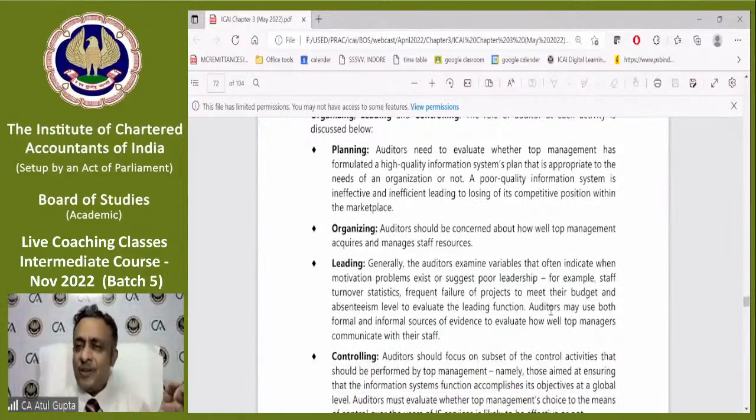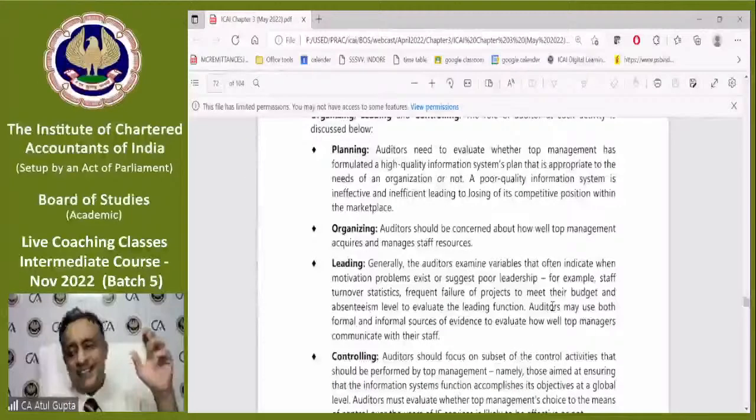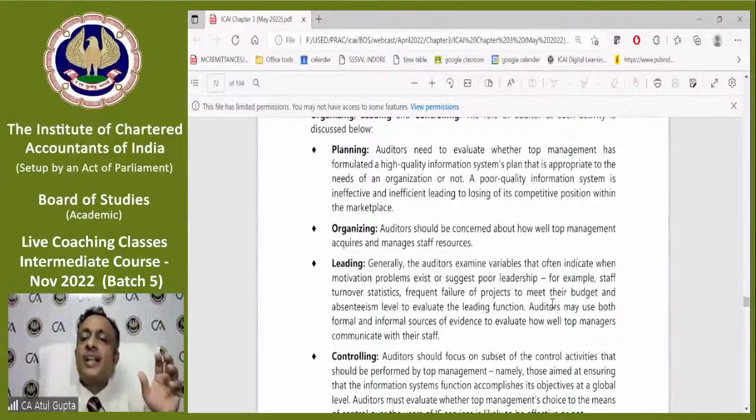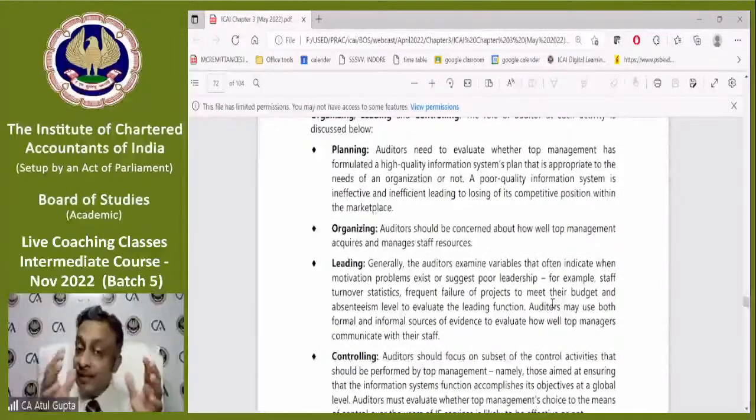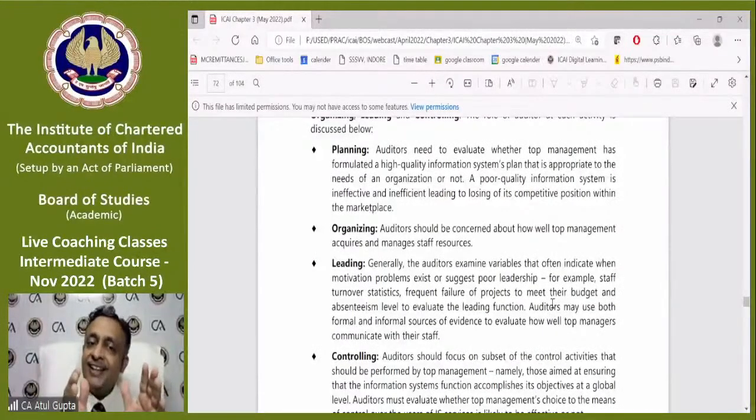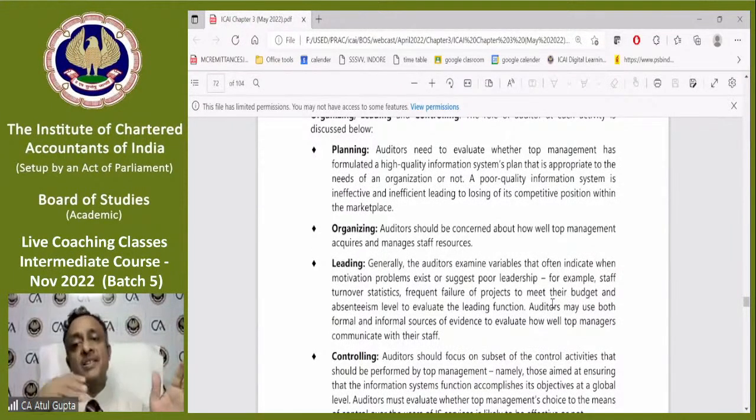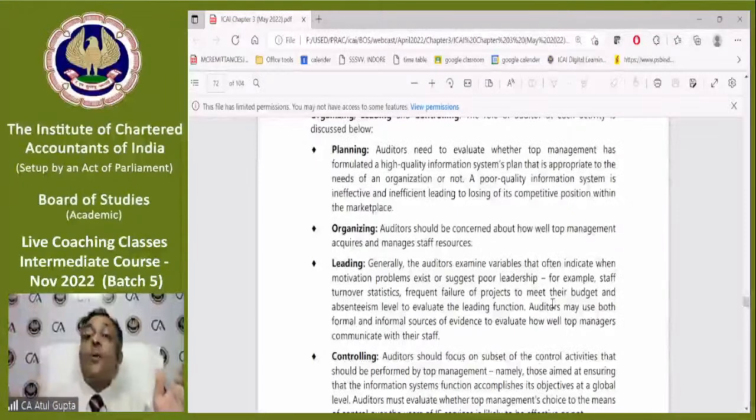Then the rest I'm not reading. So organizing, how well organized; leading, how well led. So what is the auditor going to see? How well they are leading. Now, this point, planning, organizing, leading, controlling, all comes from your 7B. So what are the parameters? How is the auditor going to make a judgment whether the leadership is good or not? So you take those parametrics, bring them from there, put them here.